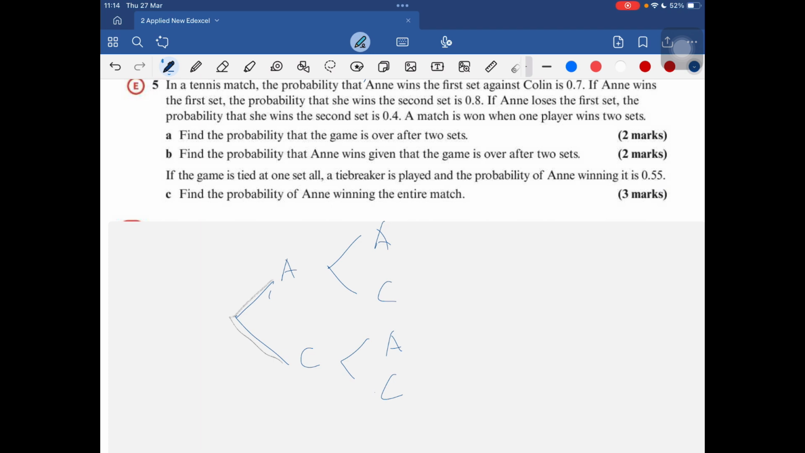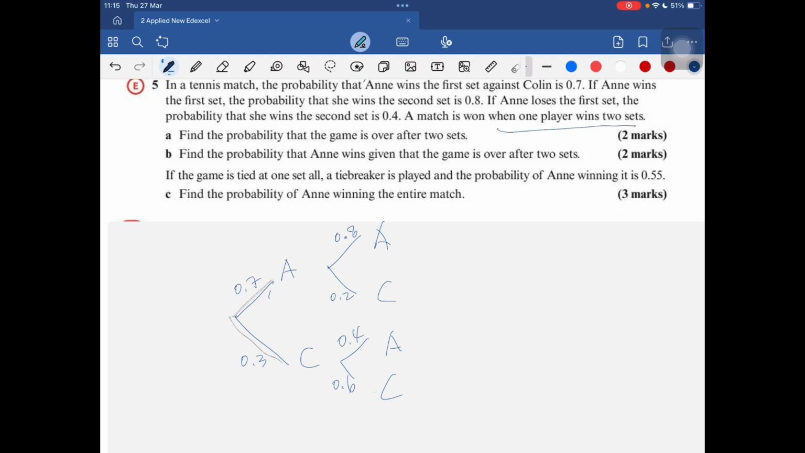So Anne wins the first set, 0.7, which means Colleen wins it with 0.3. The second set, 0.8, 0.2. If she loses, then 0.4 and 0.6. And part A, find the probability the match is over after 2 sets.